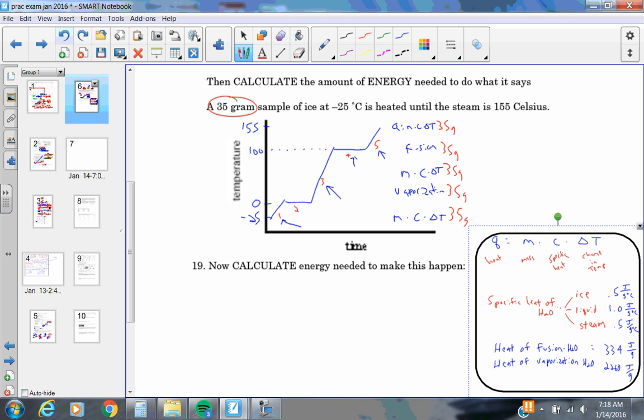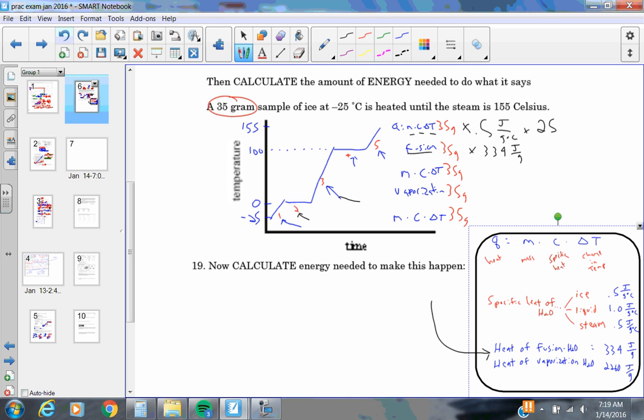So the first one is Q equals MC delta T. I already got the mass on every single one of these. So what's the specific heat? Well, number 1, we have ice. Specific heat of ice is 0.5 joules per gram degree Celsius. What's the change of temperature? Well, it's changing from -25 to 0, so it's a change of 25. Don't put the negative sign there, just ignore that. The next one, number 2, is a flat spot. We said that was fusion. So I go find my heat of fusion. It's down here. And you just simply multiply by 334 joules per gram.